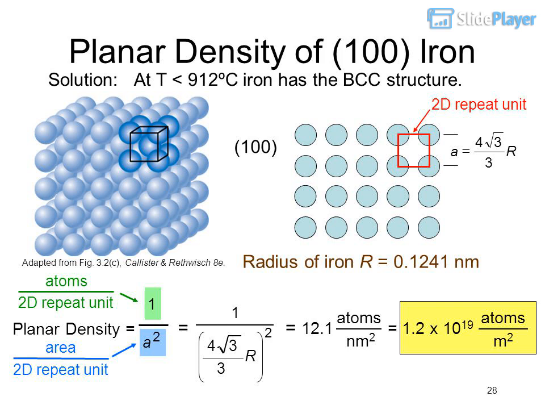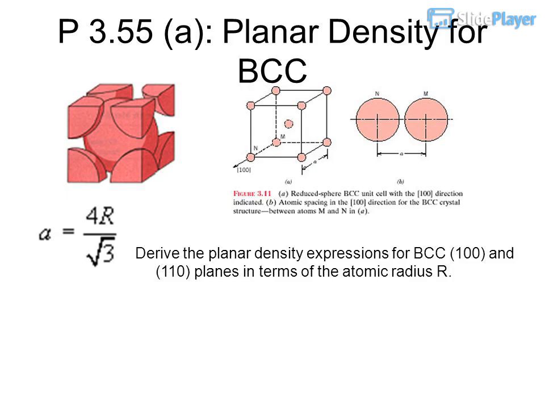Planar density equals the number of atoms in the 2D repeat unit divided by the area of the 2D repeat unit. That gives atoms per nm squared, about 12.1 atoms per nm squared, equals 1.2 times 10 to the 19 atoms per m squared. Planar density for BCC. Derive the planar density expressions for BCC (100) and (110) planes in terms of the atomic radius R.